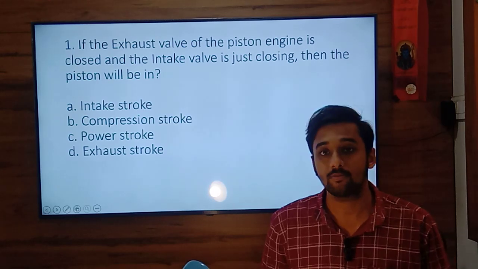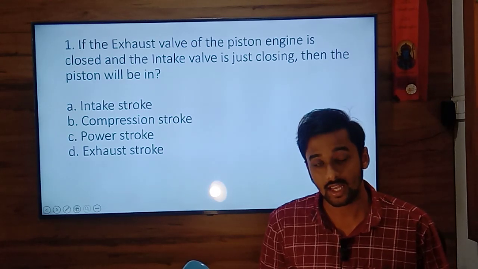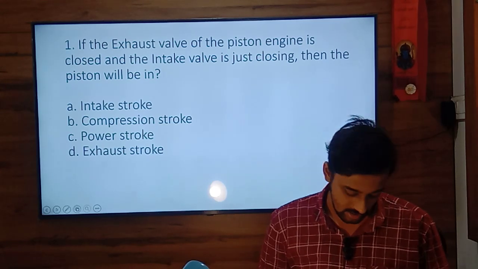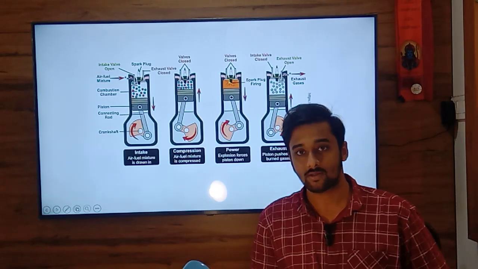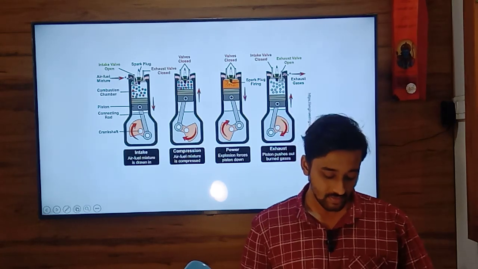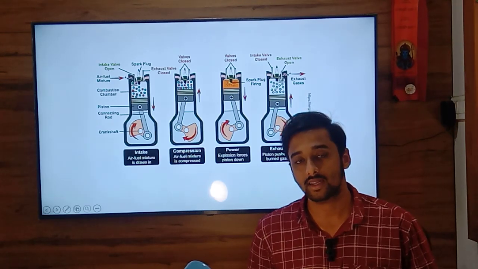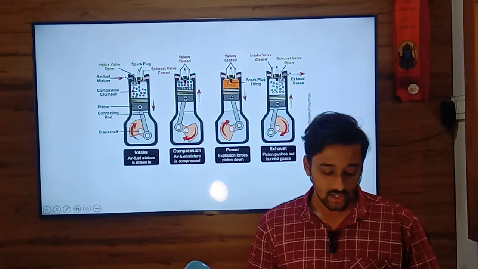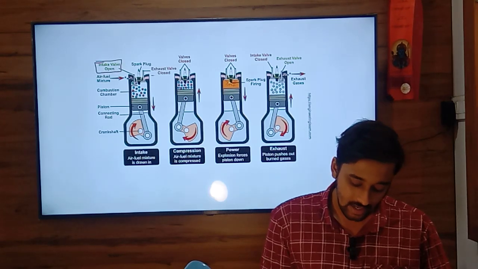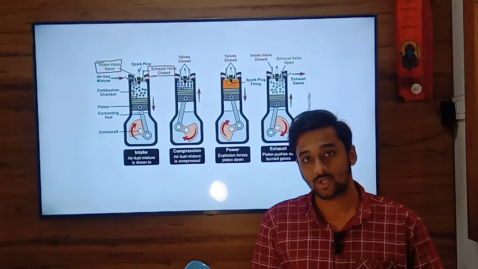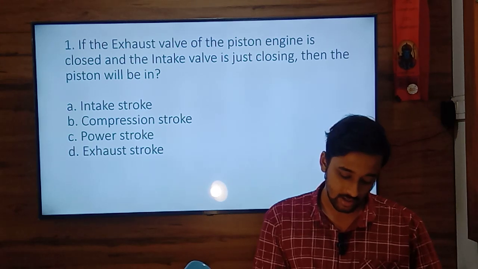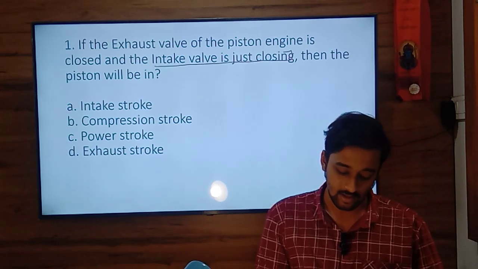If the exhaust valve of the piston engine is closed and the intake valve is closing, then the piston will be in what stroke? So we have 4 strokes for piston engine, right? Intake stroke followed by compression, then power, and then exhaust. During the intake stroke, we have intake valve open and exhaust valve closed. So this cannot be the option because the question states that your intake valve is just closing.